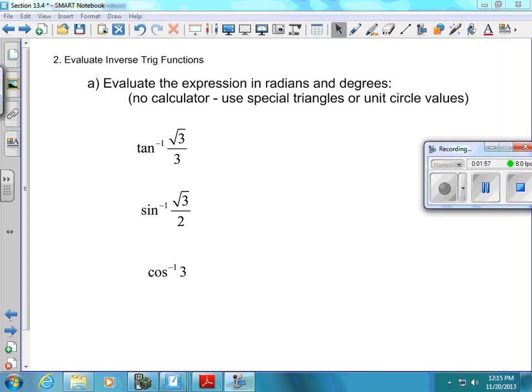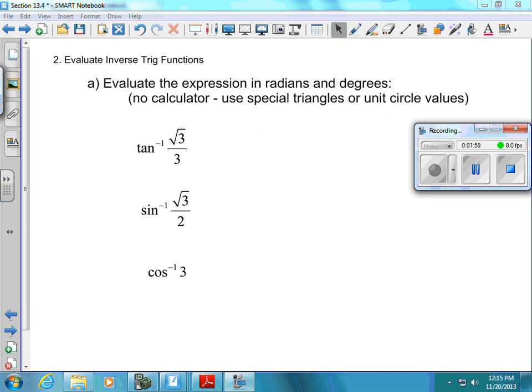Evaluate the expression in radians and degrees. Okay, no calculator, use special triangles or unit circle values. Well, I'm going to show you both. I know I say that. I'm going to try to do it without a calculator, and then I'll show you how to do it with a calculator. So, inverse tangent of square root of 3 over 3.